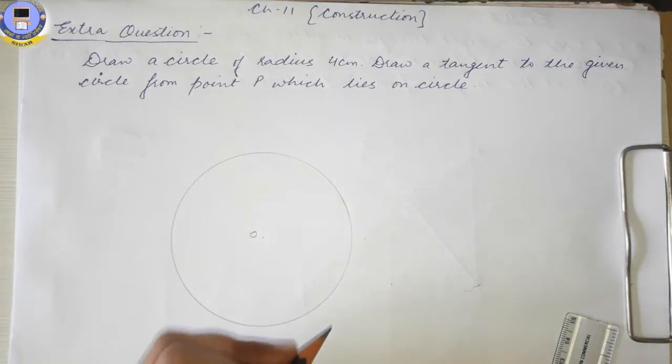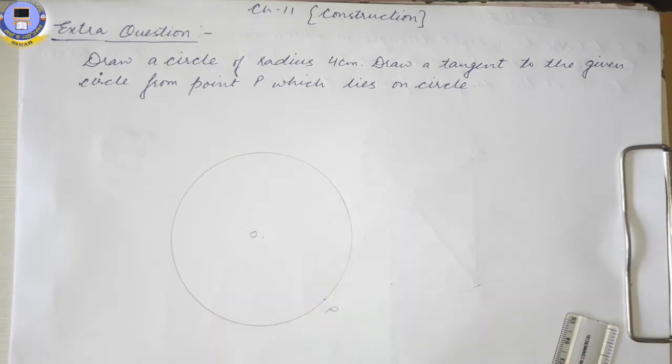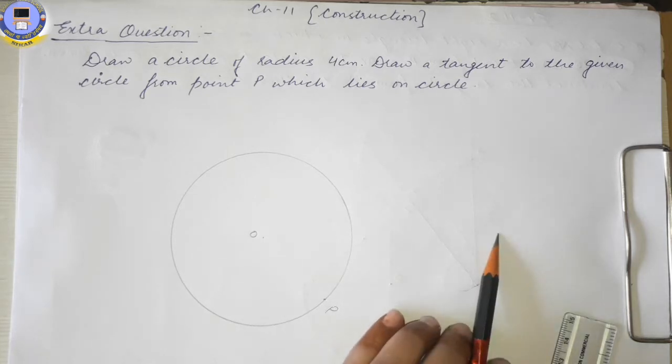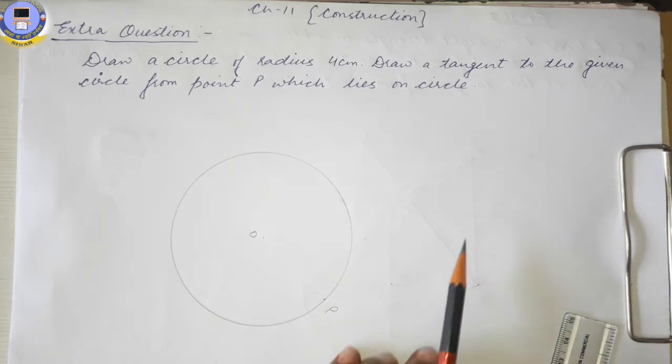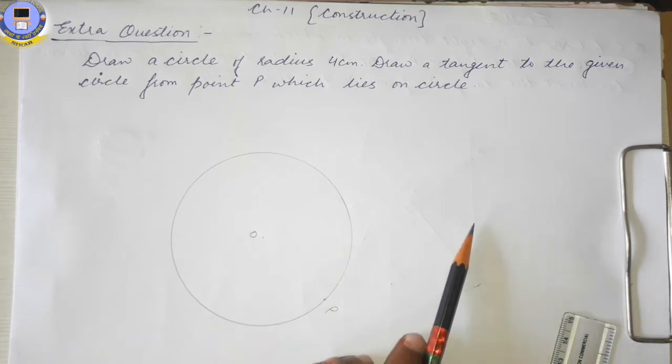So you can take point P anywhere. Suppose I have taken point P here. From this point P, you need to draw a tangent to this given circle. Now see how easy this question is. If a point is lying outside circle, then method was different, that join OP, draw perpendicular bisector of OP. Okay, in that way we have drawn tangents to the given circle from exterior point.